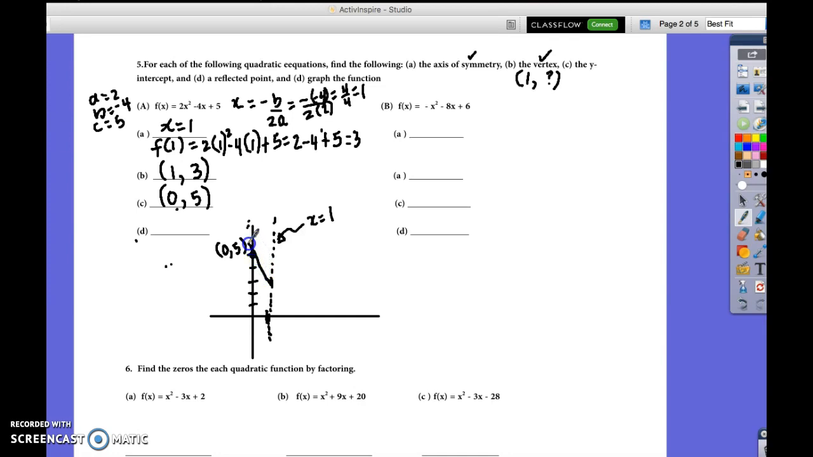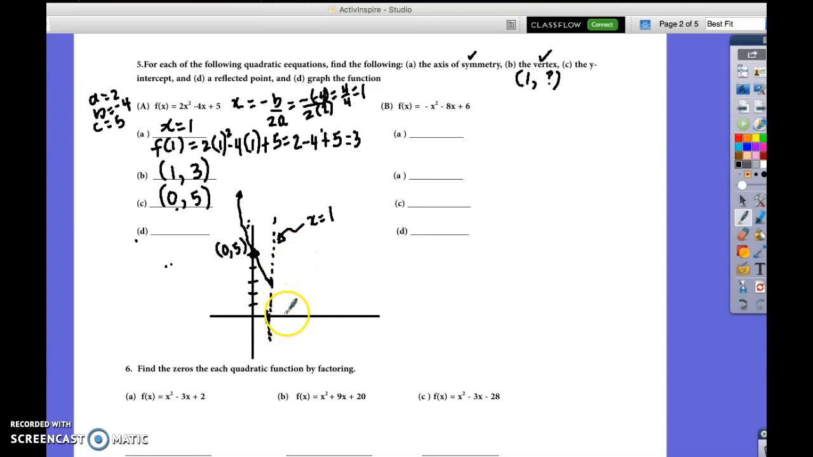Right through the y-intercept, like that. Do you remember that business about the matching point? The matching point will be the one that matches this y-intercept point. So it's going to be as far to the right of the axis of symmetry as the y-intercept is to the left. So the y-intercept is 1 unit this way, so the matching point will be 1 unit this way.